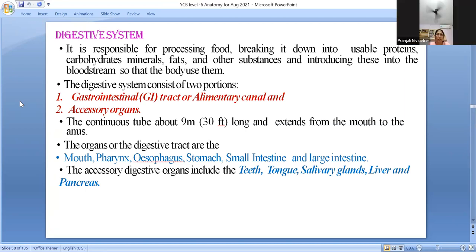Mouth. Then pharynx. Then esophagus. Then stomach. Then small intestine, large intestine. Then rectum. And these are all the accessory organs.